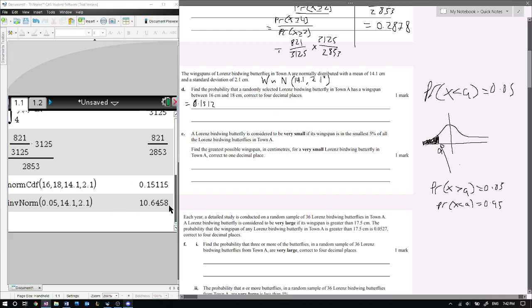So conceptually what that means is that at a wingspan of 10.6458, you have 5% of all the butterflies with the smallest wings. So the largest should be, correct to 1 decimal place, 10.6 cm. Okay.